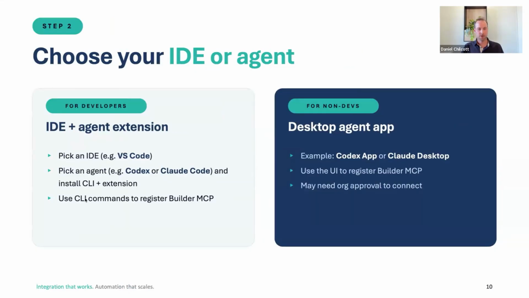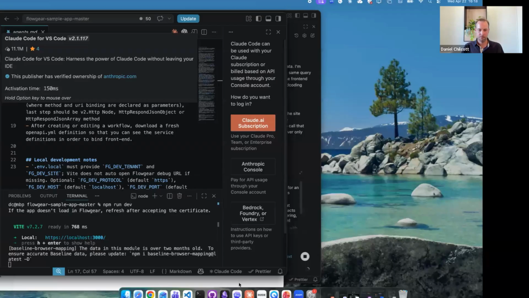If you go this route, you're going to use CLI commands. So you're going to use the command line to register your Builder MCP in the next step. It's not particularly involved, but you do need to know how to do that. And then if you're not a developer, it might be more comfortable for you to work in the desktop apps. So for OpenAI, that would be the Codex app, or for Anthropic, that would be Claude desktop. I'll show you what these look like just quickly.